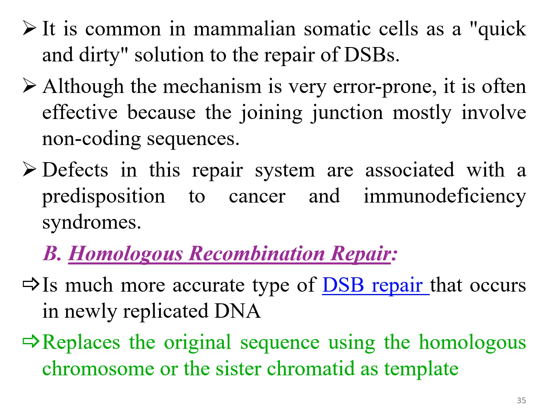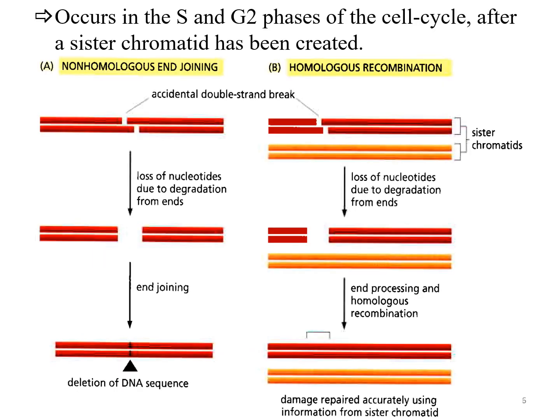Homologous recombination repair is a much more accurate type of DSB repair that occurs in newly replicated DNA. Here you have to replace the original sequence using the homologous chromosome or sister chromatid as a template. It occurs in the S phase and G2 phase of the cell cycle, after a sister chromatid has been created. So this is actually the correct, error-free mechanism of solving the DSB mutation. Here the sister chromatid is used as a template, in that template you repair and create the other strand of DNA, which can again be joined by using the ligase enzyme.